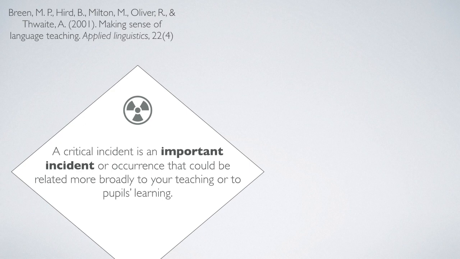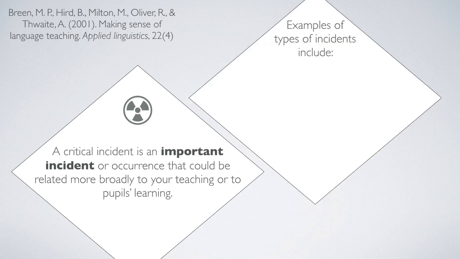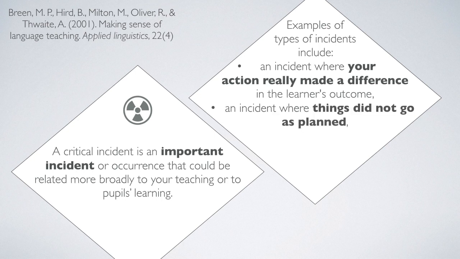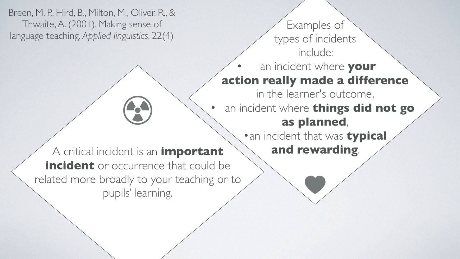So I encouraged the students to look at their video for critical incidents in the terms used by Breen and colleagues. A critical incident is an important incident or occurrence that could be related more broadly to your teaching or to pupils' learning. Examples of types of incidents include an incident where your action really made a difference in the learner's outcome, an incident where things did not go as planned, or an incident that was typical and rewarding. I thought this option offered practical guidance, but also left some room for manoeuvre.